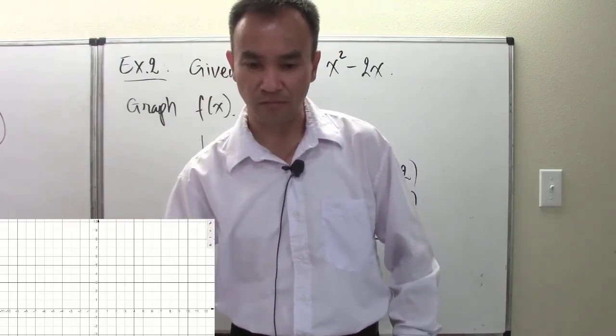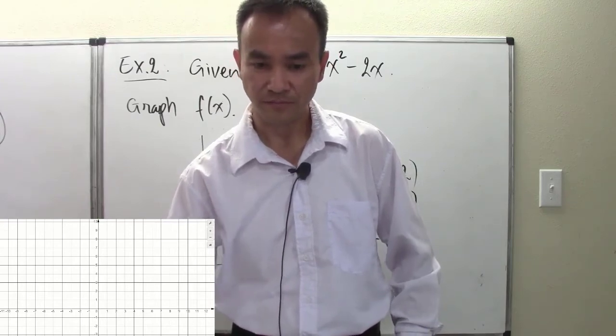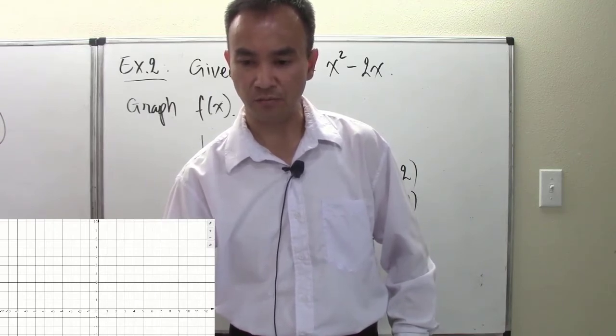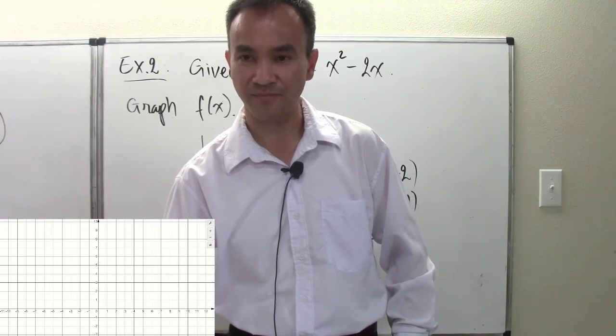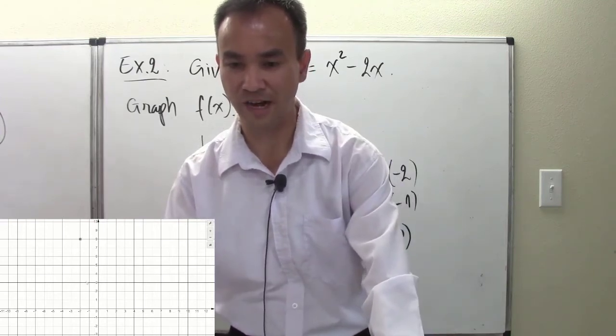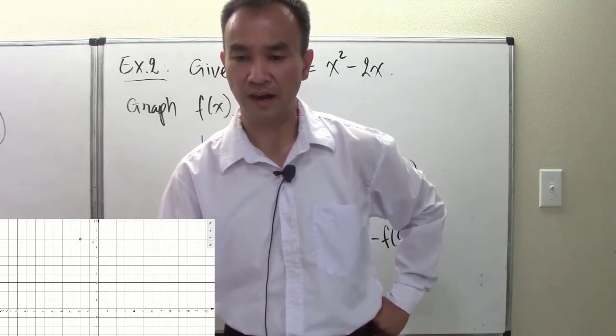Now let me put the values on. When we're at x equals -2, I hope you'll pay attention to this spot right here. Now at -2, I have a point with an output value of 8.